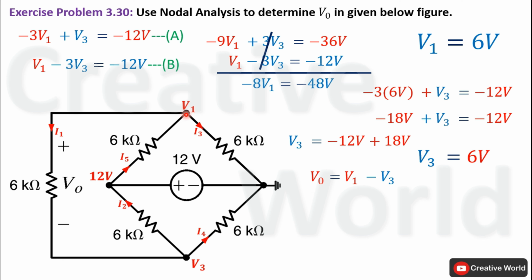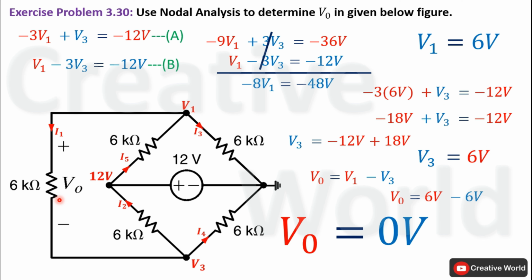Replace the values of V1 and V3. V1 is equal to 6 volt and V3 is also equal to 6 volt. So 6 volt minus 6 volt will become 0 volt. Here these two nodes have the same potential level of 6 volt. So no current will flow from this branch, and if no current is flowing from this branch, there will be no voltage drop across this 6 kilo ohm resistance. So voltage across this resistance will be equal to 0.